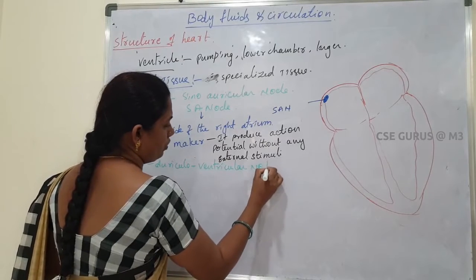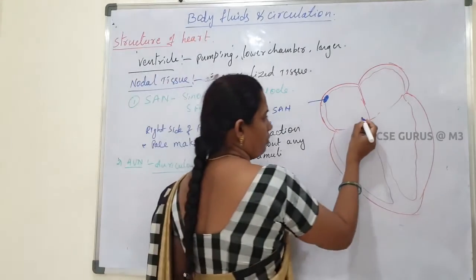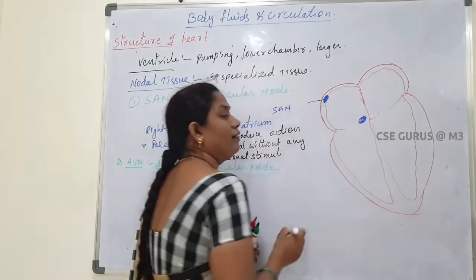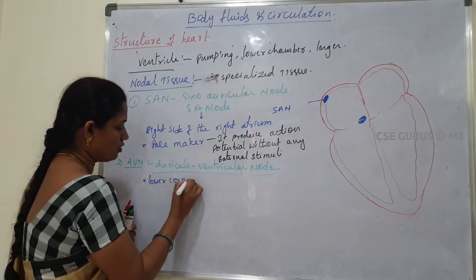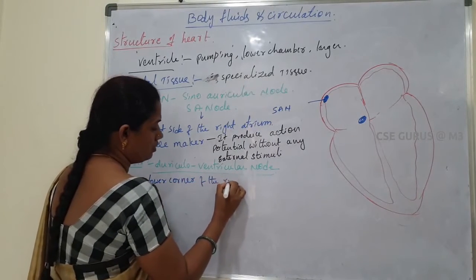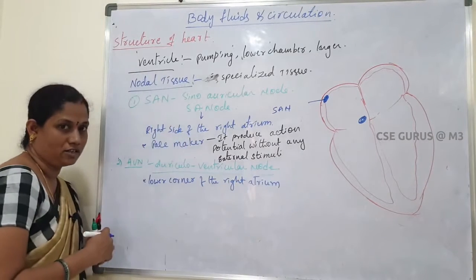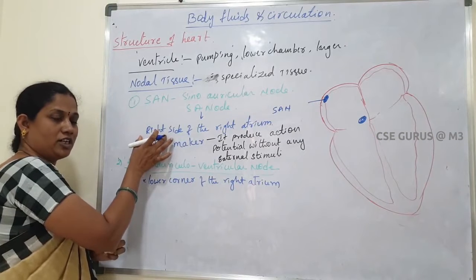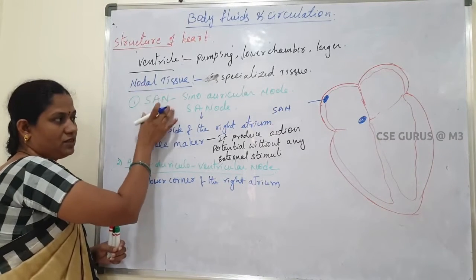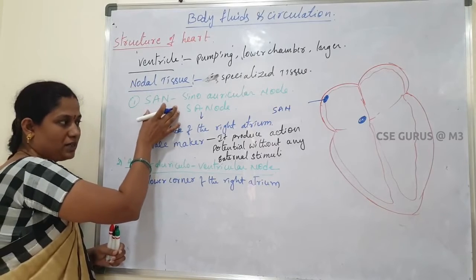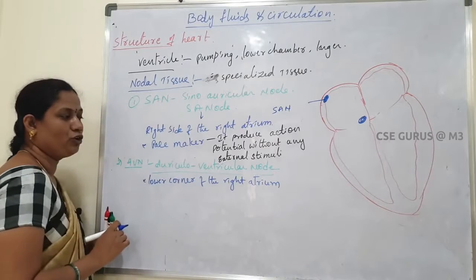Auriculoventricular node. This auriculoventricular node is present in the lower corner of the right atrium, in the wall of the right atrium. The SA node is also present in the wall of the right atrium, but in the upper part, the upper corner of the right side. This one is present in the lower corner. That is called the auriculoventricular node.